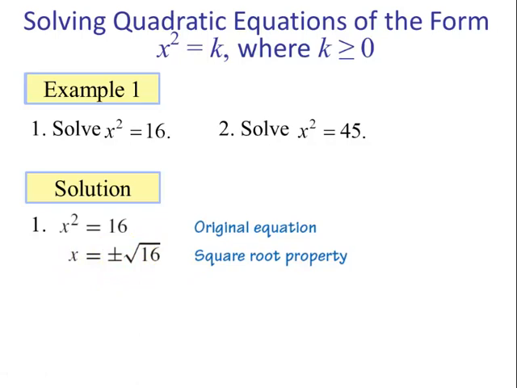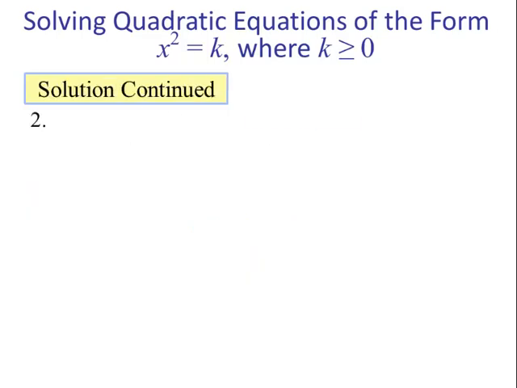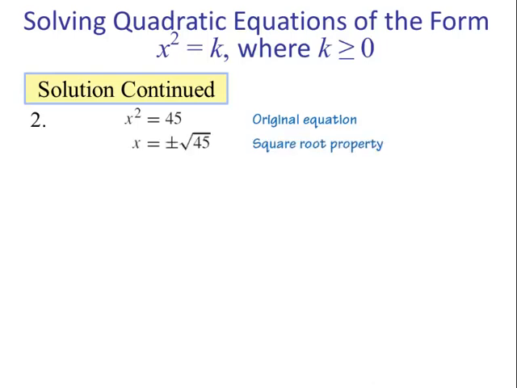Now the square root of 16 is a positive 4, so we have x equals plus or minus 4. So there's two solutions for this equation. Positive 4 will work, and negative 4 will work. Number 2. X squared equals 45. We take the square root of both sides, and using the square root property, we have x is equal to plus or minus the square root of 45.